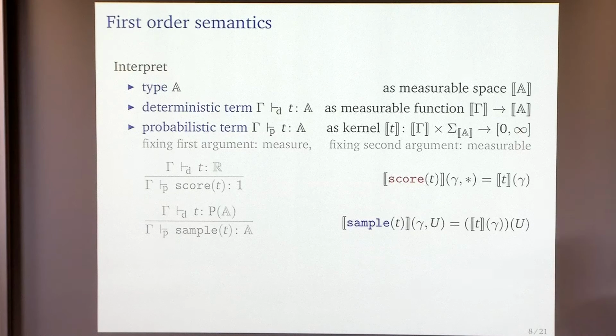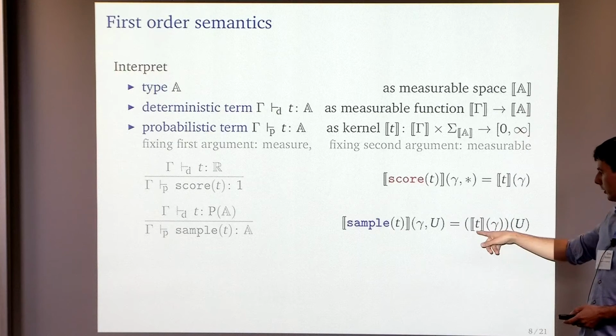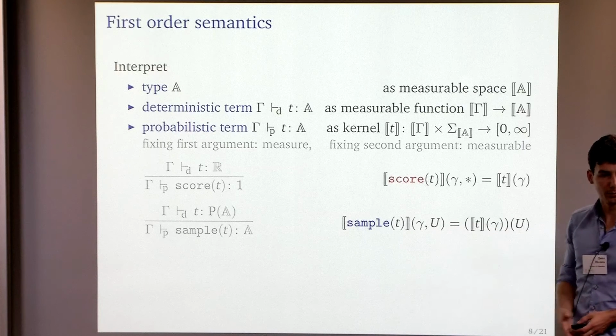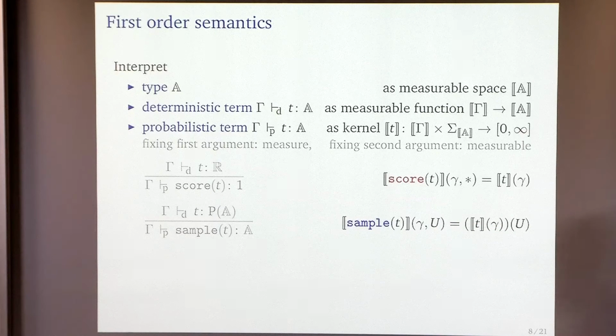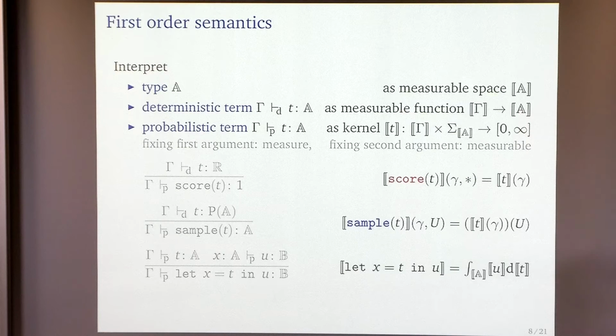And sample does it in the other argument, if you like. So if you track through the types, now you need to evaluate t not just on gamma, but also on some measurable subset. And then the let basically comes down to integration. If you want to chain statements together, it comes down to integrating out the middle variable, the middle type.